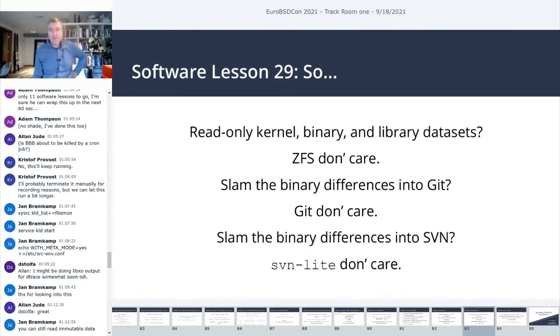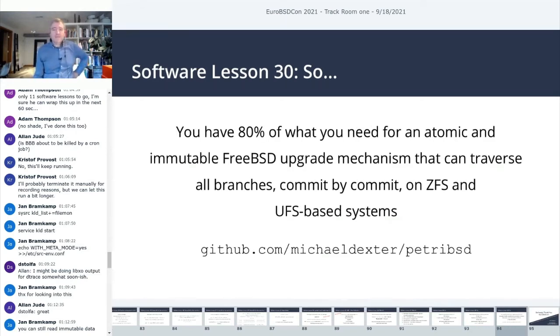What do you know? Well, so that all said, I've put these together as a workbench for building a golden image based on a branch and stepping through every commit, however far you want to go. You've got the immutability when you need it. You've got deltas and diffs where you need them.